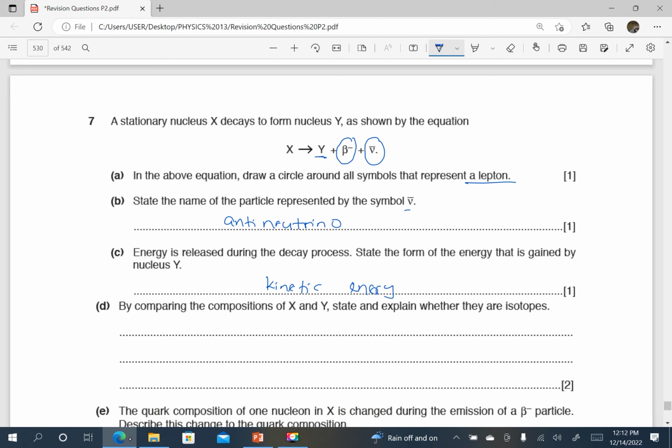By comparing the compositions of X and Y, state and explain whether they are isotopes. Let's check. X is decaying into Y. X's nucleon number is A, and proton number is Z. It is giving us beta minus, which is 0, -1. So the nucleon number is the same. The proton number is Z plus 1. So Y has one more proton than X. So the proton number is not the same, so they can't be isotopes. So we can say Y has one more proton.